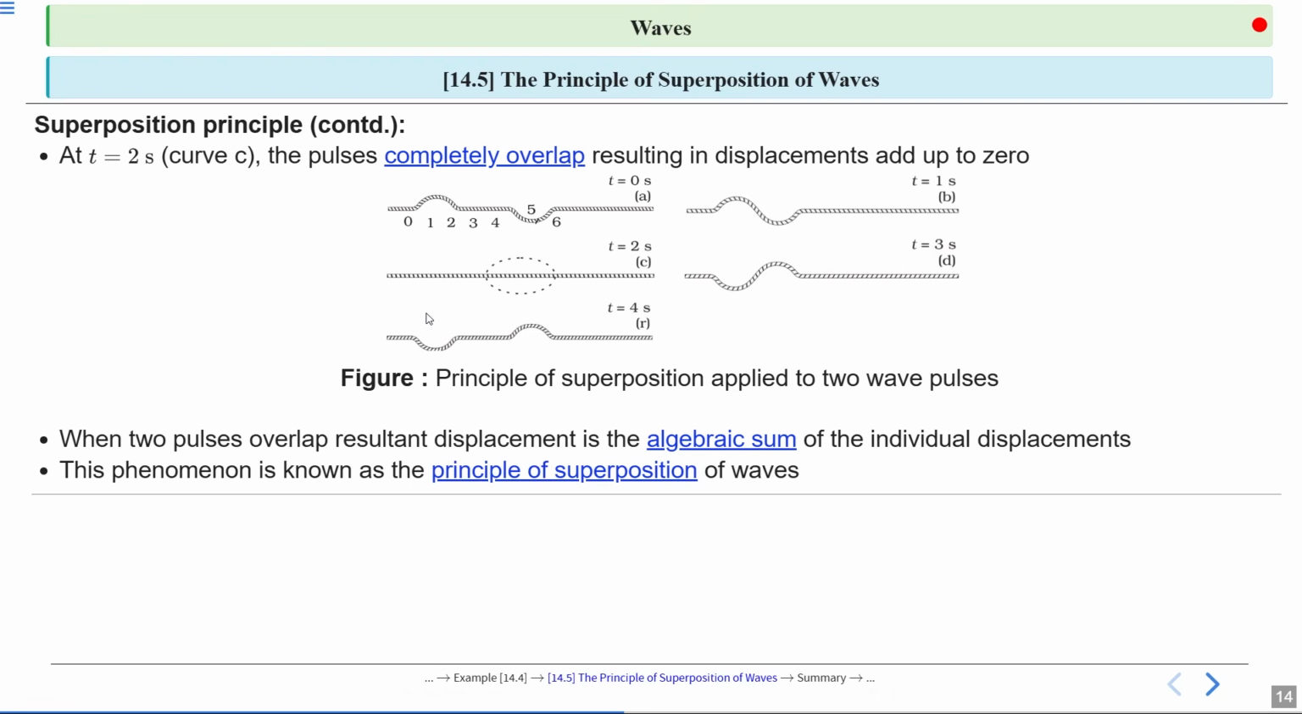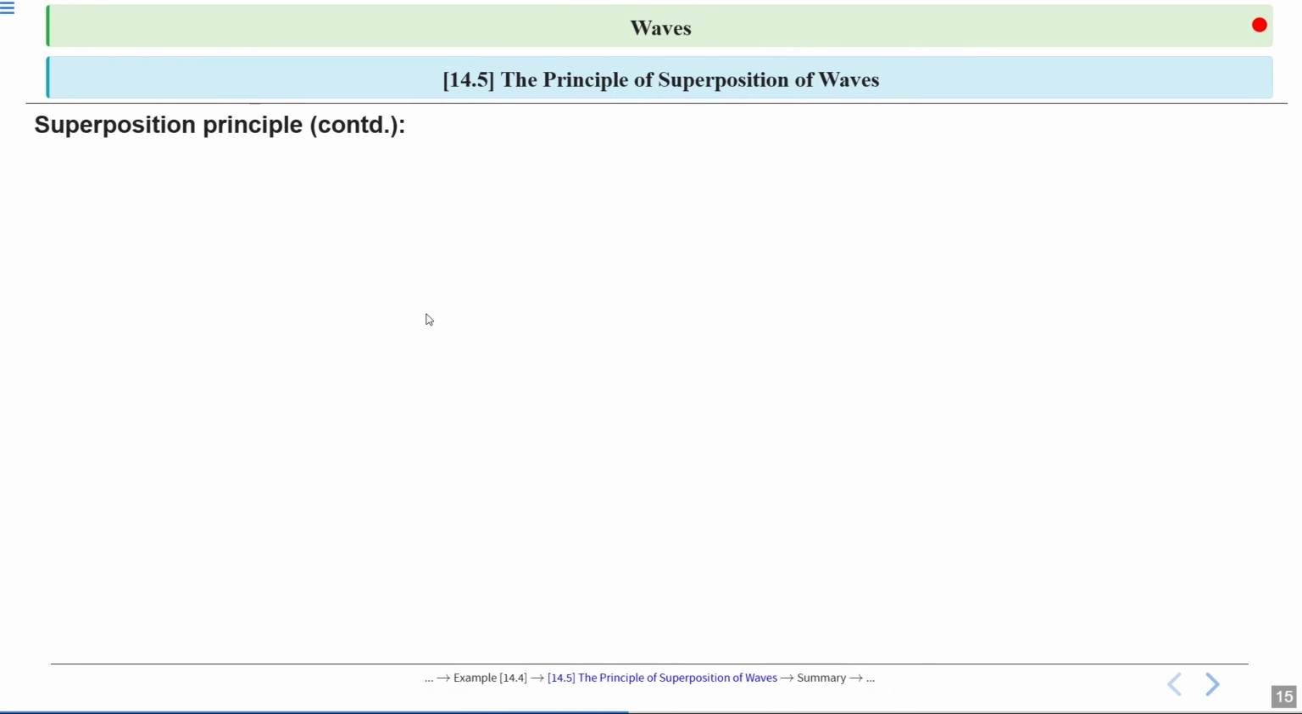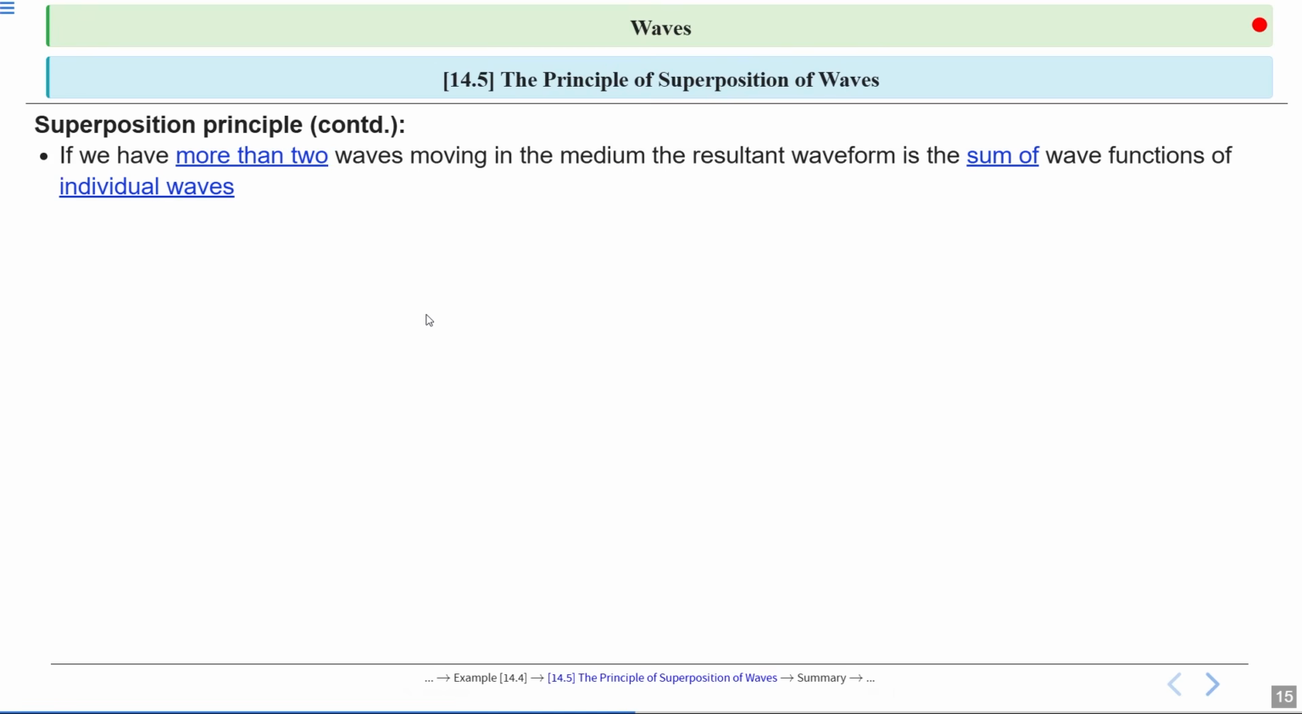Now, if we have more than two waves moving in the medium, the resulting waveform is the sum of wave functions of individual waves. This means we just add up the displacement caused by each wave at every point. So let's look at how we represent these individual waves mathematically. So suppose we have several waves, each with its own wave function.